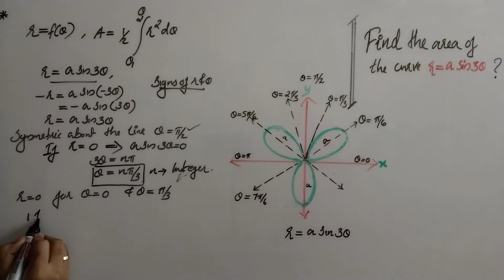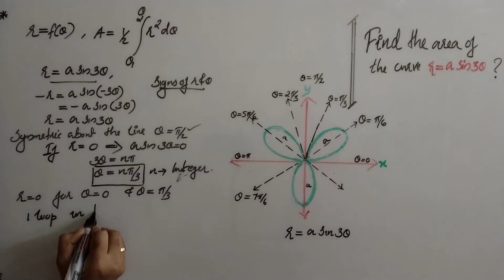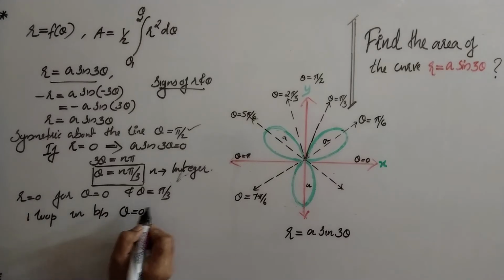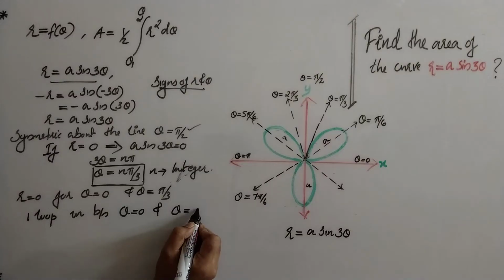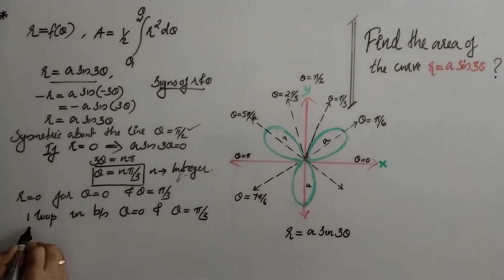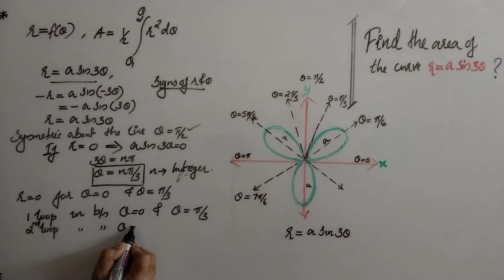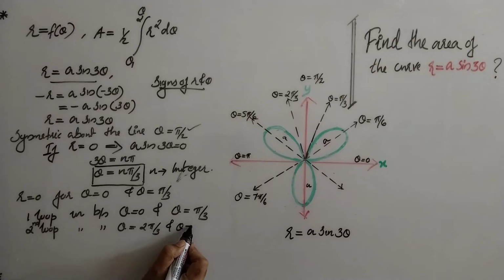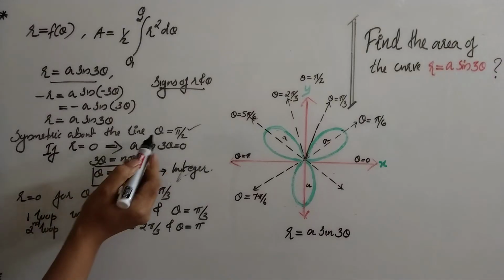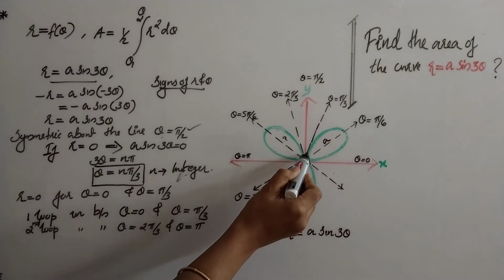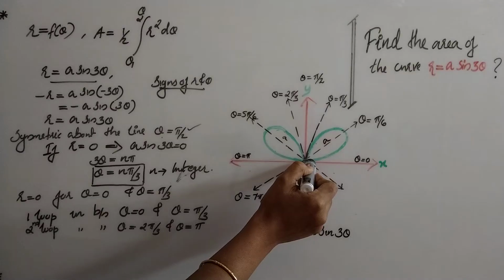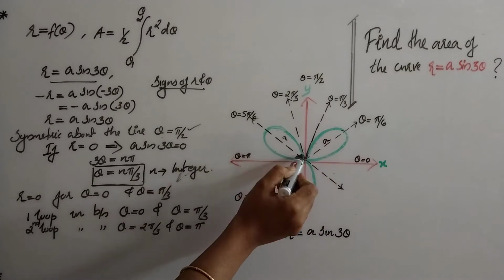So one loop in between theta is equal to 0 and theta is equal to pi by 3, and second loop in between theta is equal to 2 pi by 3 and theta is equal to pi. Using the symmetry about the line theta is equal to pi by 2, similar loop here also.